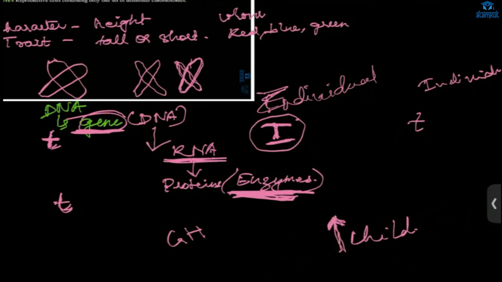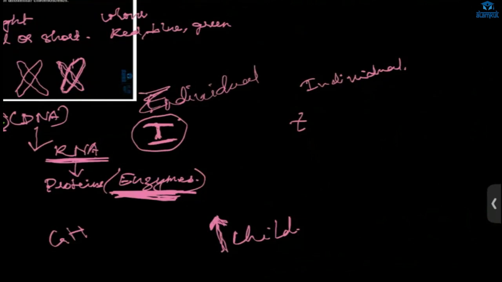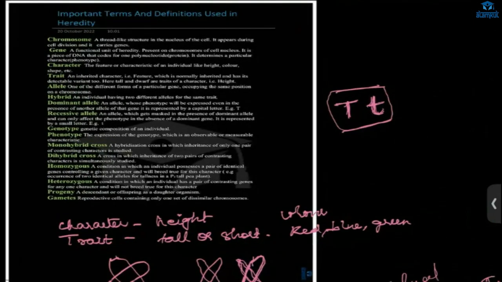Got it? And if the individual has the small t allele, the alternate form of the gene, then the enzymes produced will not help that much, only a small amount. So the growth hormone will not be released properly, and the child will be short. Got it, Shazan? Understood, right? Yes, ma'am.